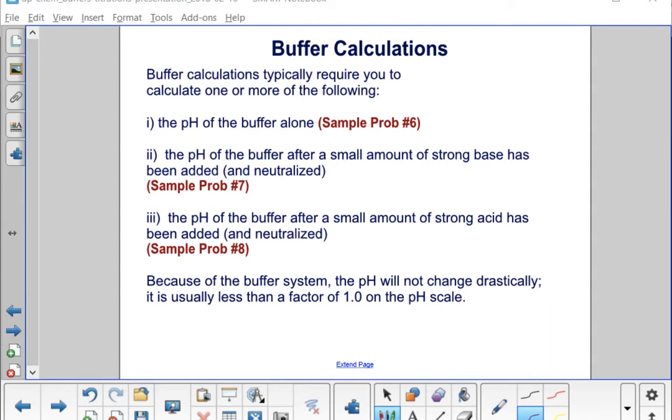First, we'll address calculating the pH of the buffer alone in sample problem 6. Then we'll calculate the pH of the buffer after a small amount of a strong base has been added and neutralized in sample problem 7. And finally, we'll calculate the pH of the buffer after a small amount of acid has been added and neutralized in sample problem 8. Because it's a buffered system, the pH will not change drastically, usually less than a factor of 1 on the pH scale.